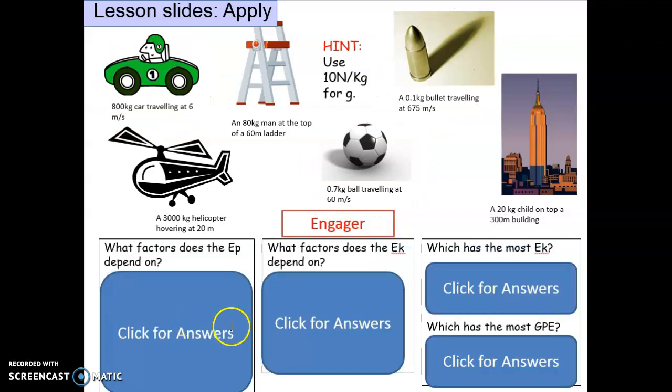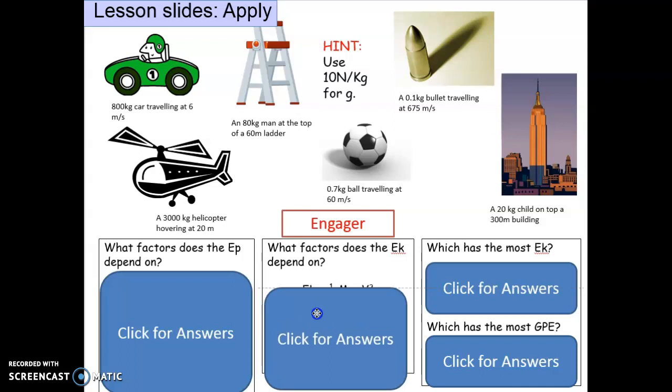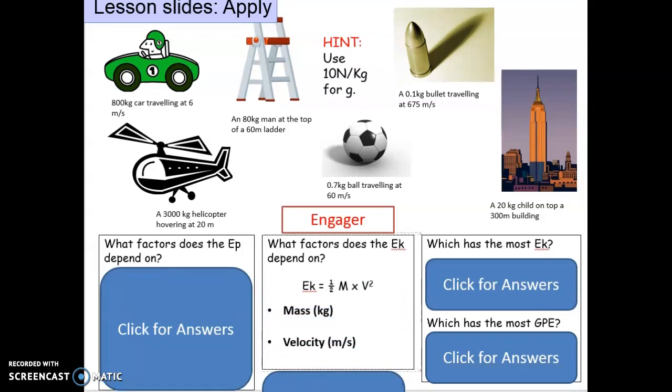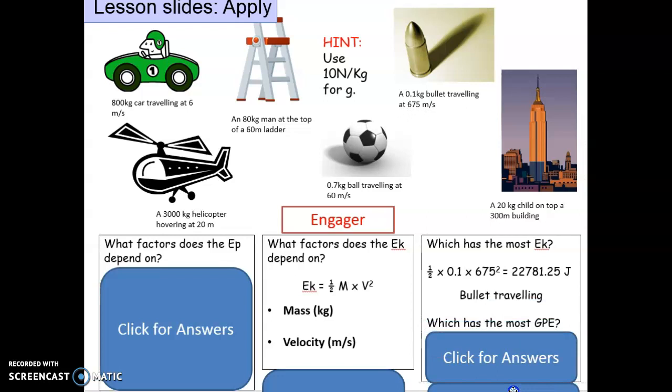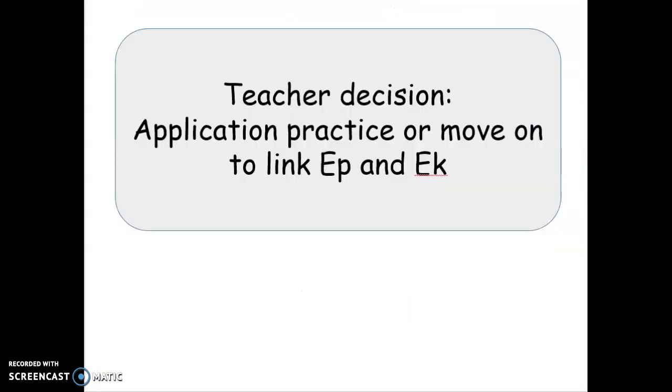Okay, so here then, what factors does EK depend on? It depends on the mass in kilograms and the velocity in meters per second. So which one had the most EK? That was our bullet, our travelling bullet. Excellent.